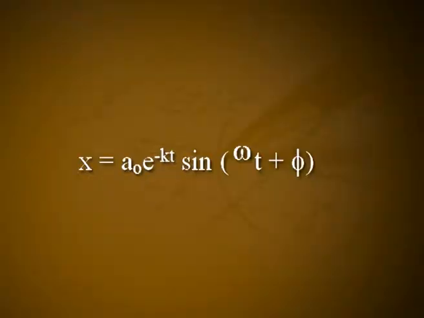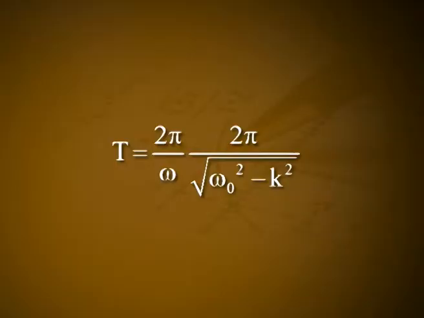If a₁ + a₂ = a₀ sin φ and i(a₁ − a₂) = a₀ cos φ, then x = a₀e^(−kt) sin(ωt + φ). This equation represents a damped harmonic motion with amplitude a₀e^(−kt). The motion is oscillatory or ballistic, whose periodic time is given by T = 2π/ω = 2π/√(ω₀² − k²). Hence, the effect of damping is to increase the periodic time or to decrease the frequency.